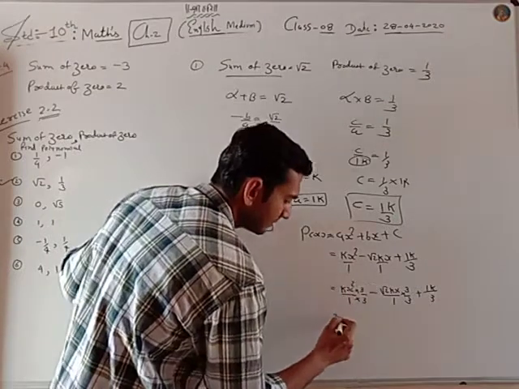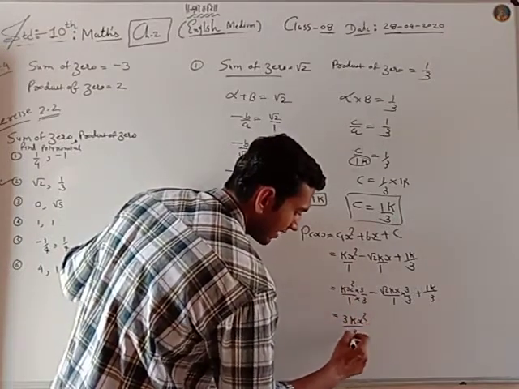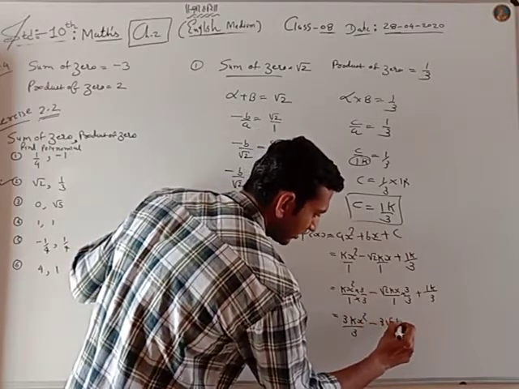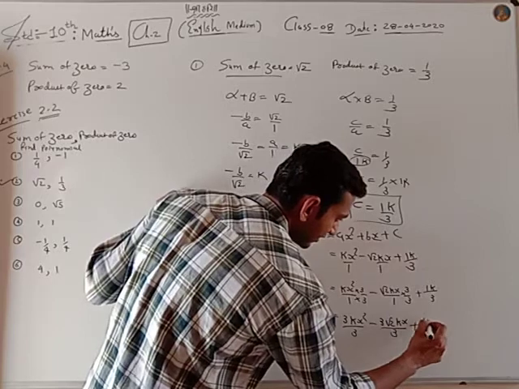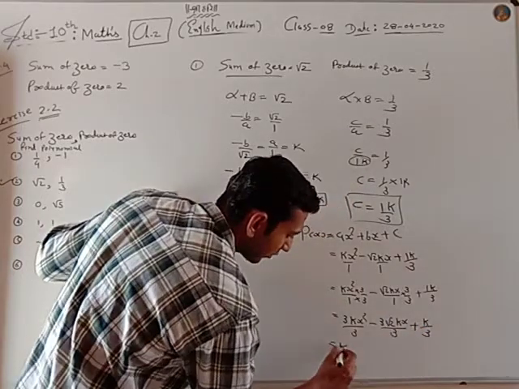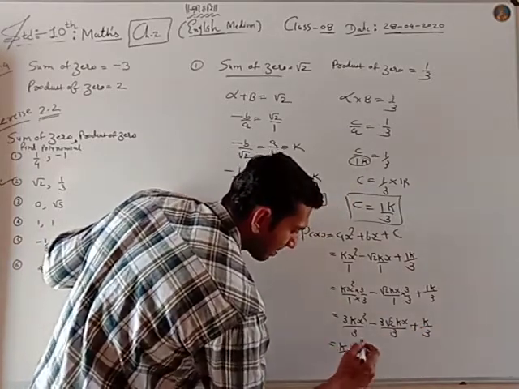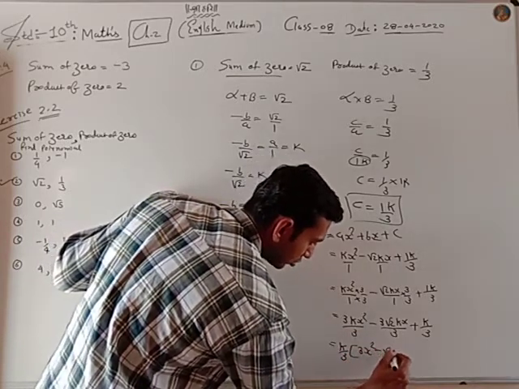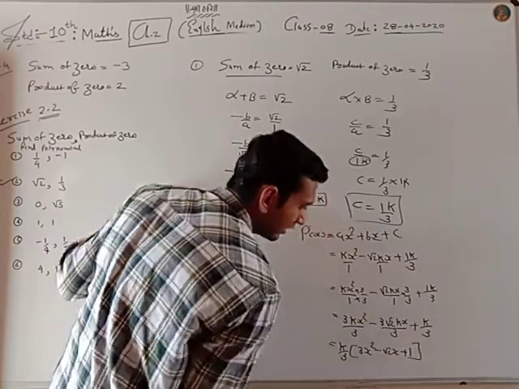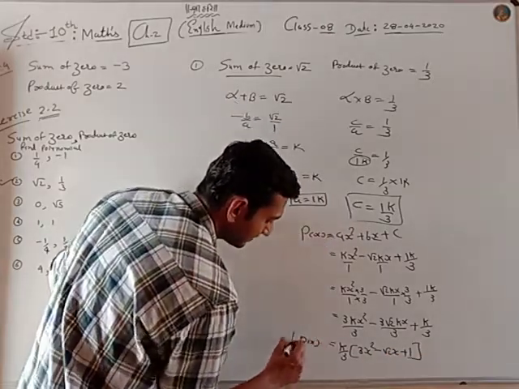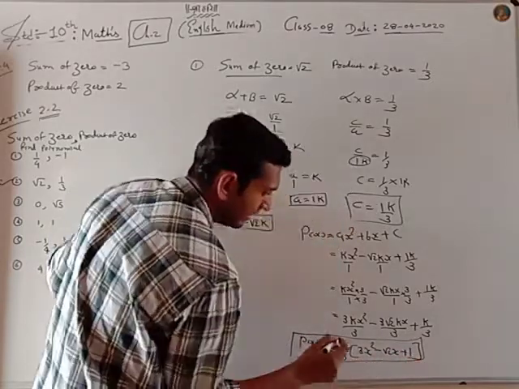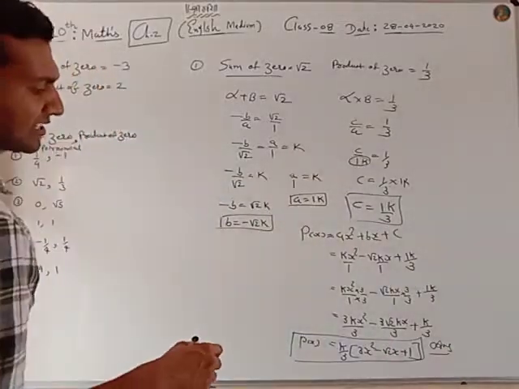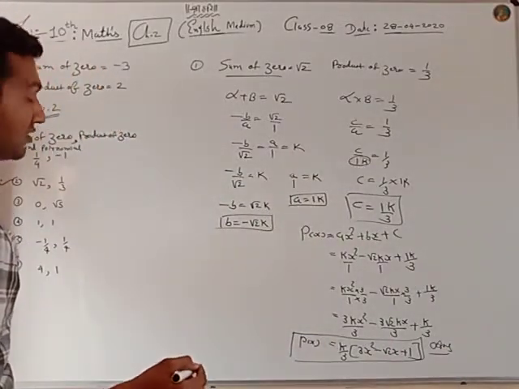Now you get 3kx square by 3 minus 3 root 2 kx upon 3 plus k by 3. Now take k by 3 as common, so remaining is 3x square minus root 2x plus 1. This is your final answer. Required polynomial is k by 3 bracket 3x square minus root 2x plus 1.